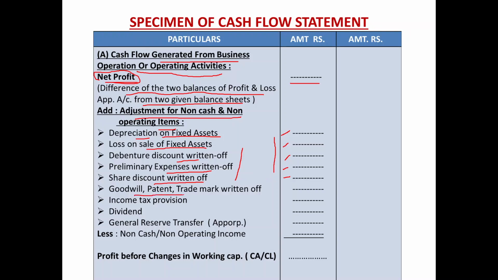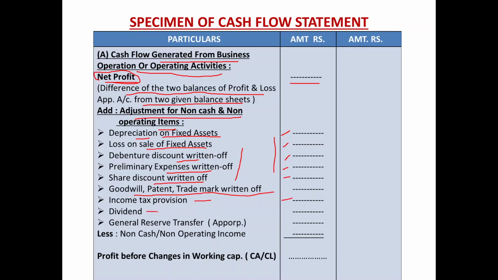Then goodwill, patent, trademark, copyright written off, you know, intangible assets. Over here also, by applying the concept of amortization, a little bit amount has been written off to the profit and loss account by the company. So add back it once again in the current year's profit. Income tax provision, non-cash item, add back it.